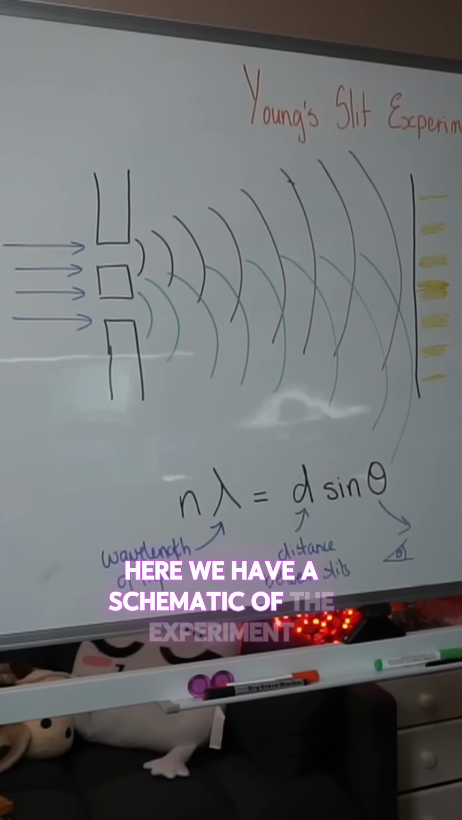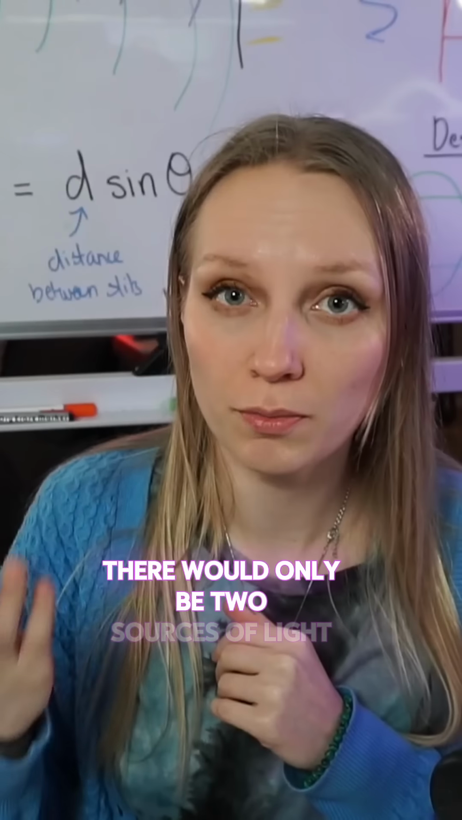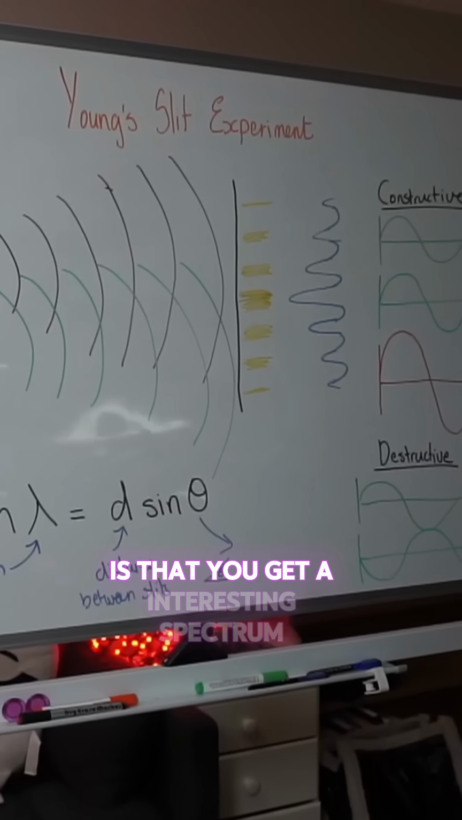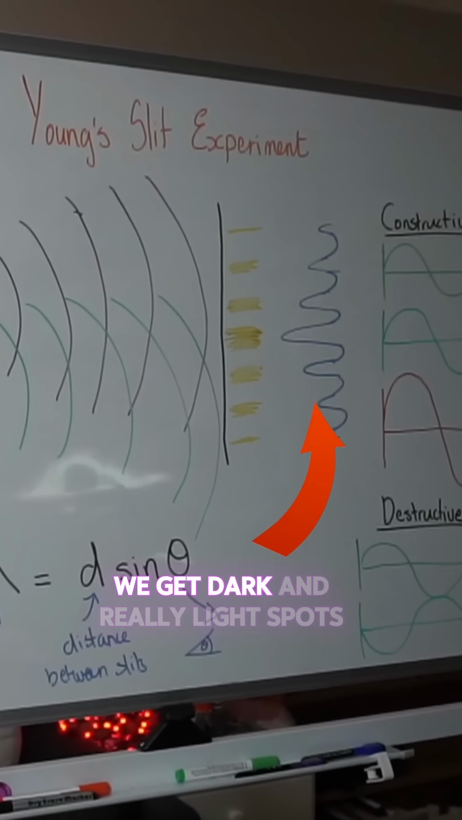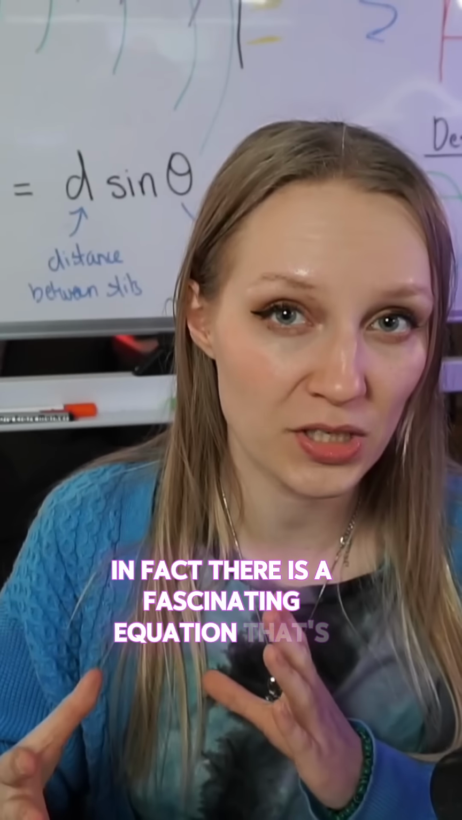Here we have a schematic of the experiment. If light travels in straight lines, there would only be two sources of light coming through. But what actually happens is that you get an interesting spectrum. You get dark and really light spots. In fact, there is a fascinating equation that's derived from it.